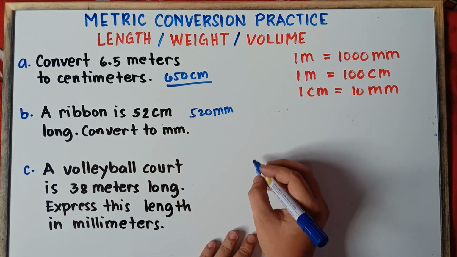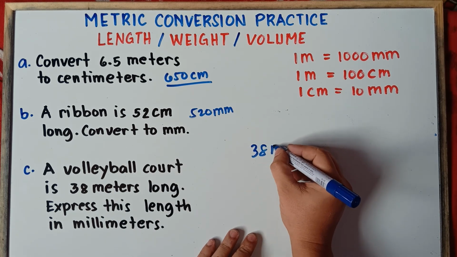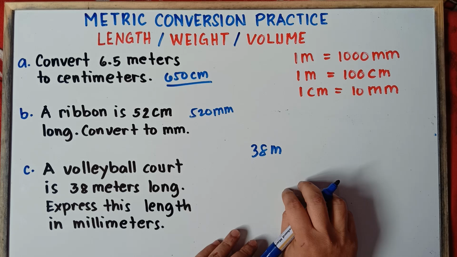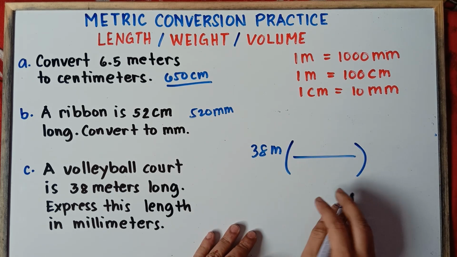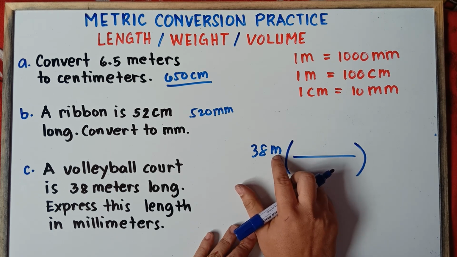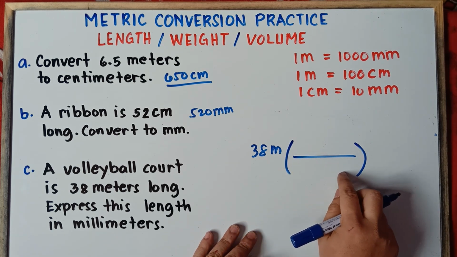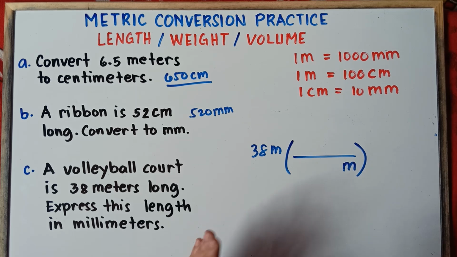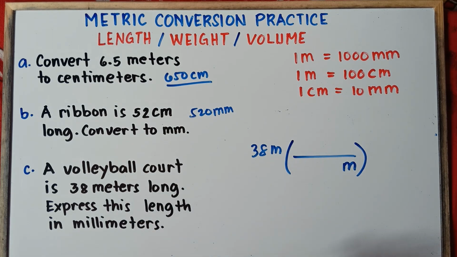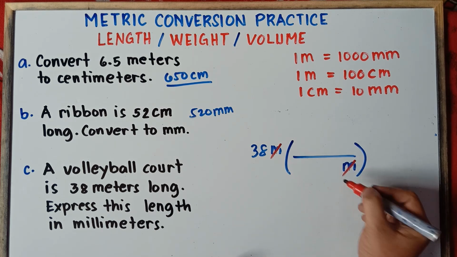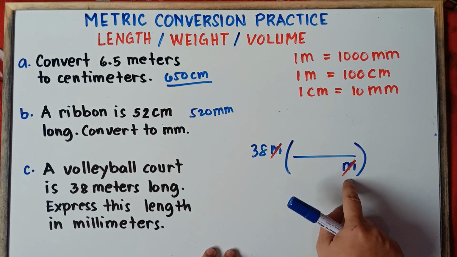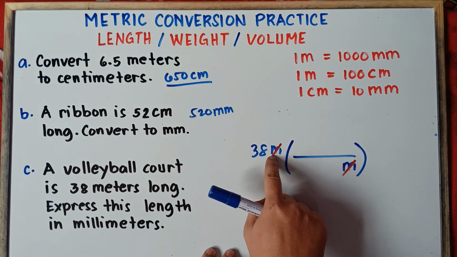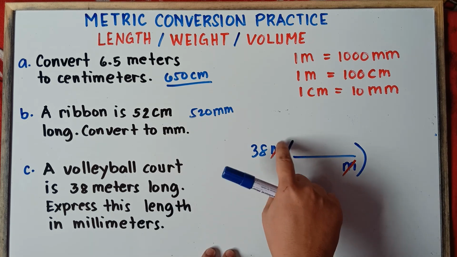So let me just copy the given. 38 meters, we convert that into millimeters. So you put parentheses. You put a fractional bar. Once again, if this is meters for our given, the units on the denominator must also be meters. Question, why is that, sir? So that we can cancel out the units. Always remember that one, because if our given is meters, the units on the denominator must also be meters. Same units, so that we can cancel out the units.